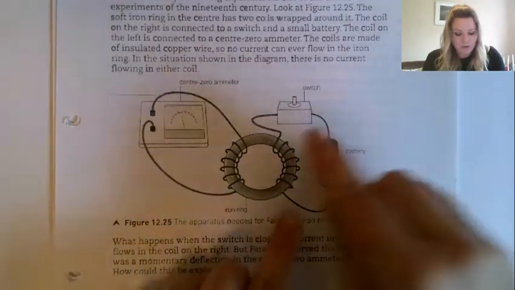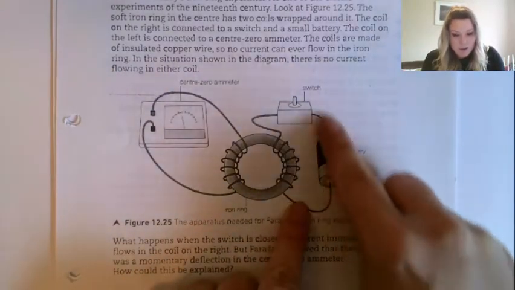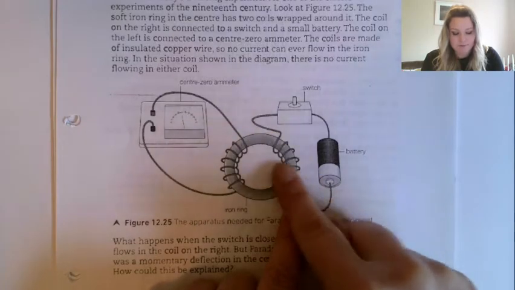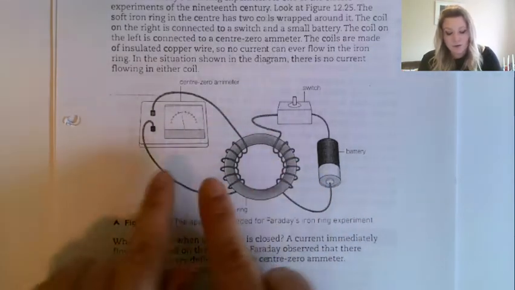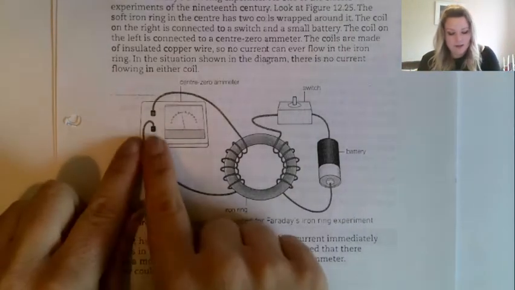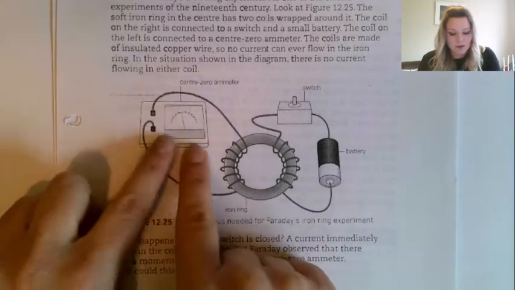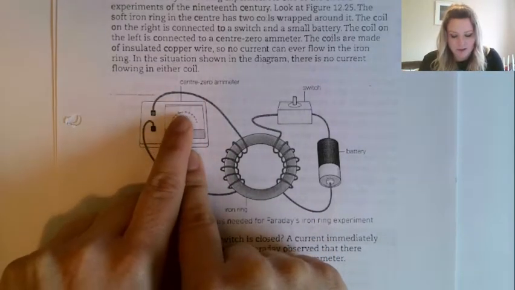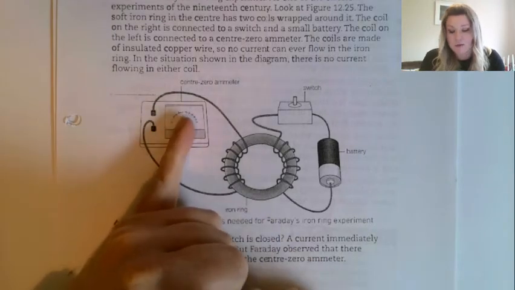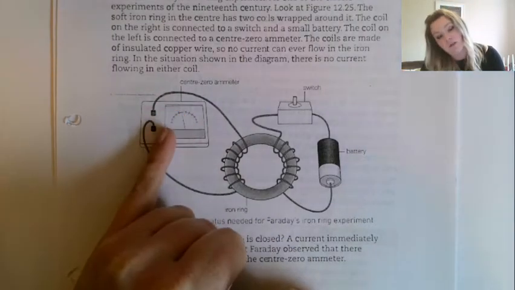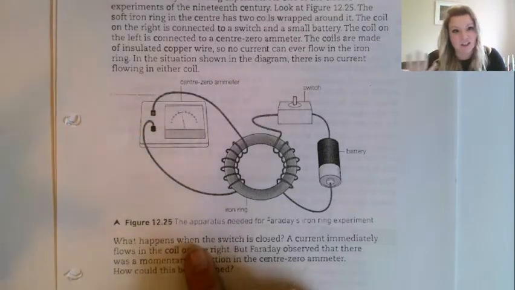So we've got one little circuit here with a power supply, a switch and a coil of wire. Over here we have a completely separate circuit, and it's just a wire connected to a center 0 ammeter. So 0 is in the center. If current is flowing one way, it'll move one way, and if current is flowing in the other direction, it'll show the current as a negative.